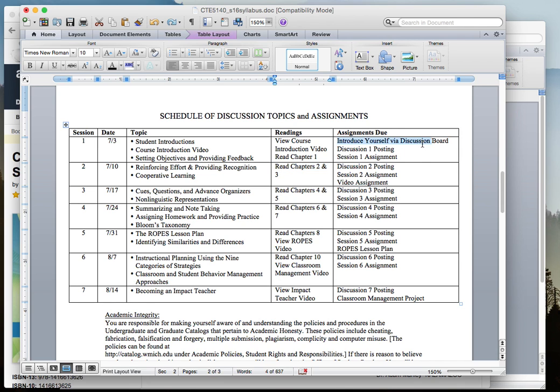And for each week, basically what you're going to do is you'll have a discussion board posting. You actually have 2 of them for the first week, that you can do right off the bat. And then you'll have the session 1 assignment.